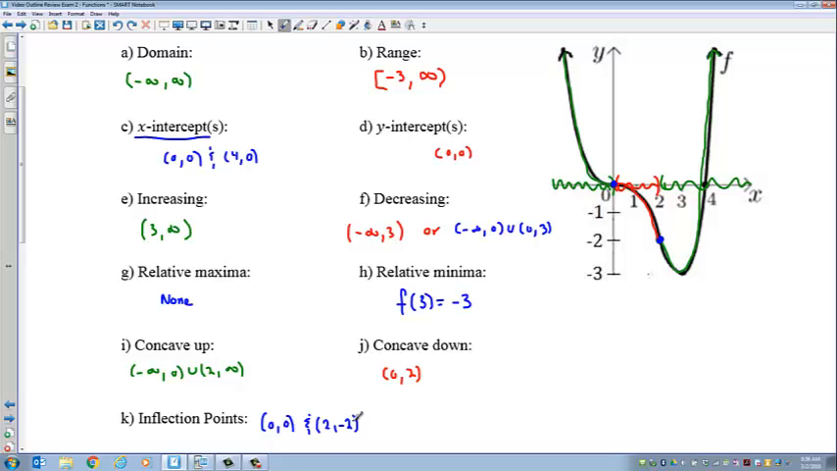So remember, when you're writing interval notation versus when you're writing points, we do use the same notation, but they mean completely different things. And from the context, we're supposed to figure this out, right? So increasing, decreasing, or concave up or concave down, these are all intervals. Whereas x-intercepts and inflection points are actually points.